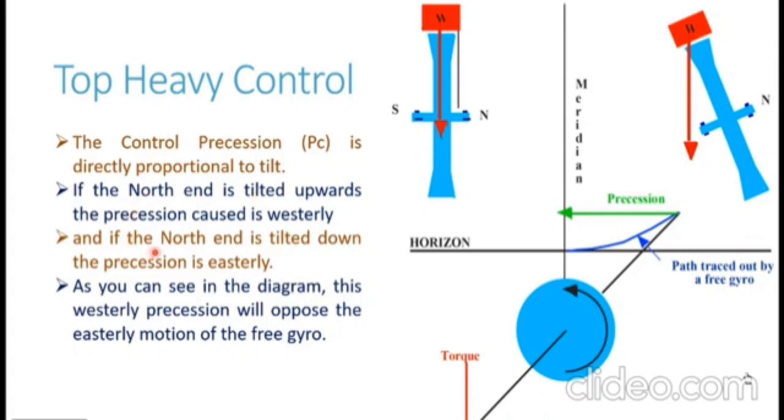Now we can easily understand that if the north end is tilted downwards, the precession generated will also be exactly opposite. And in this case, the precession which is generated will be easterly. When the north end is tilted upwards, a westerly precession is generated, and when the north end is tilted downward, an easterly precession is generated. So as we can see in this diagram, the westerly precession which is generated in this particular case is going to oppose the easterly motion of the free gyro, thus trying to keep it in or bring it back towards the meridian.